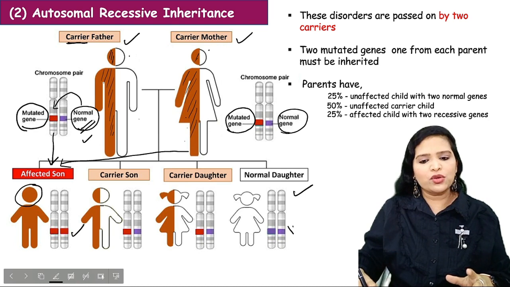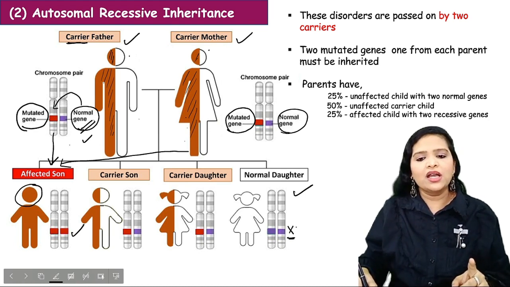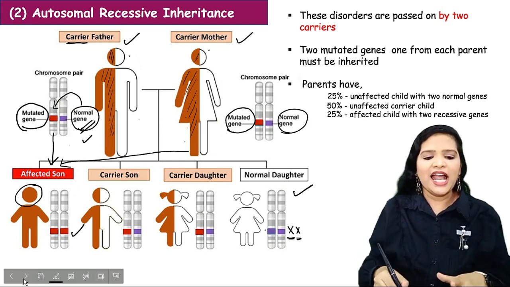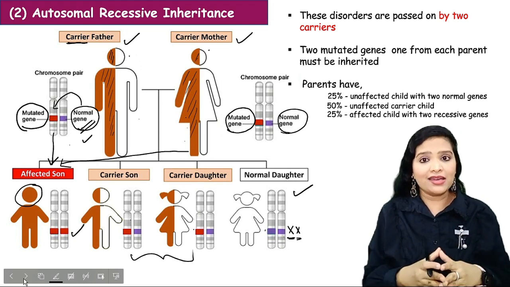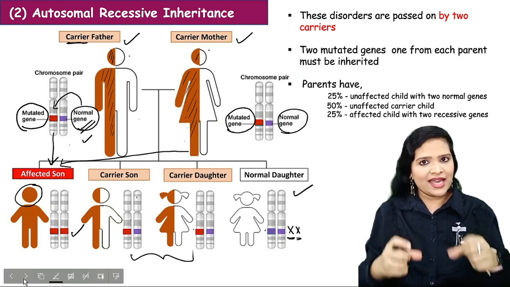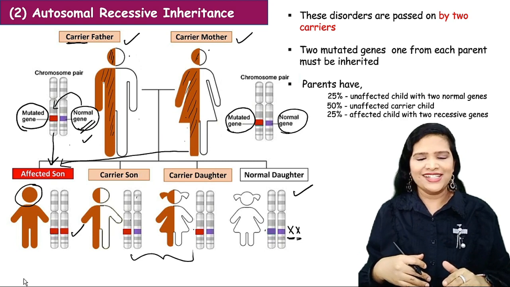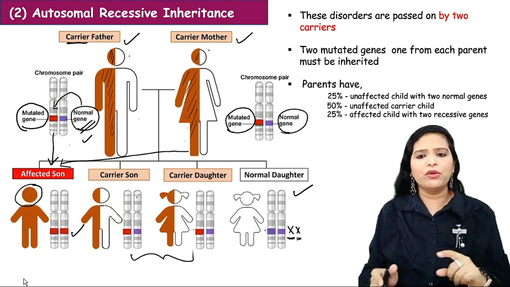So one healthy X chromosome from the mother will come and another healthy X chromosome from the father will also come. So one daughter will be healthy. And two kids, one son and another daughter, will be carriers, just like the parents. They will not have any disease, whereas they will carry the disease and pass it on to their next generation. Understand? So this type of inheritance is called autosomal recessive inheritance.